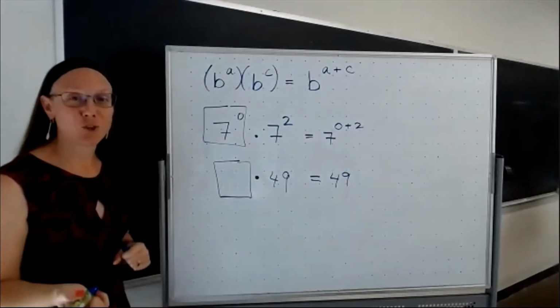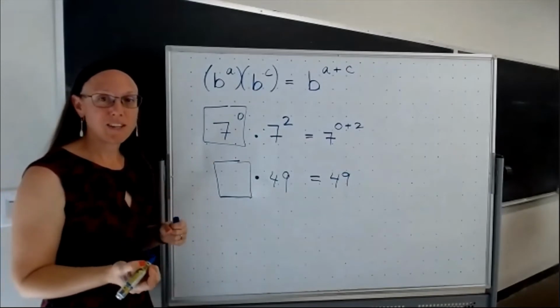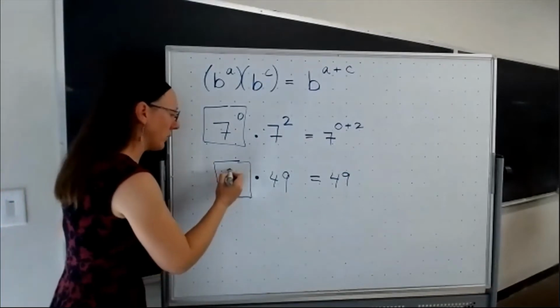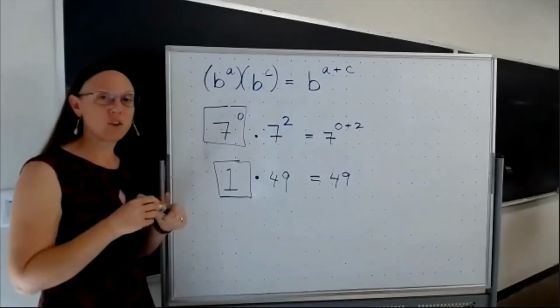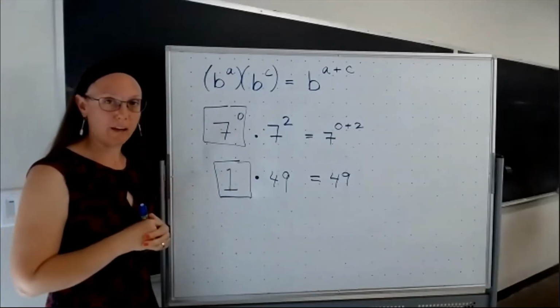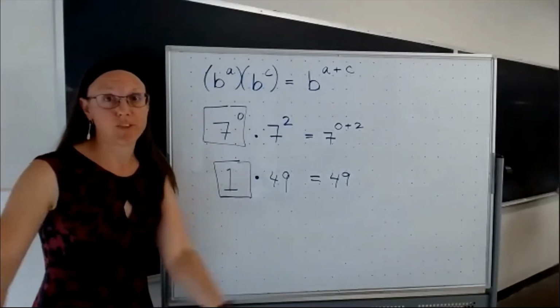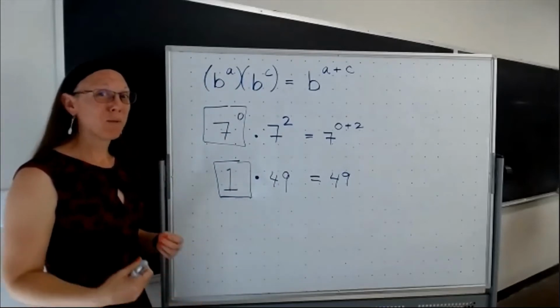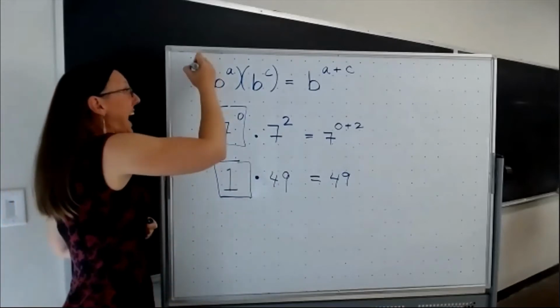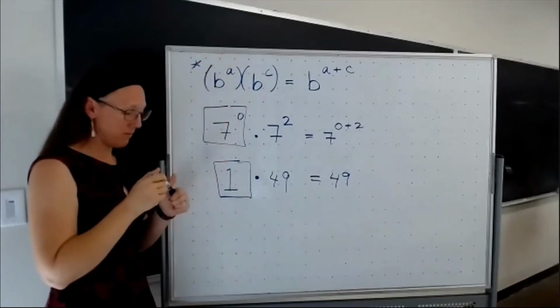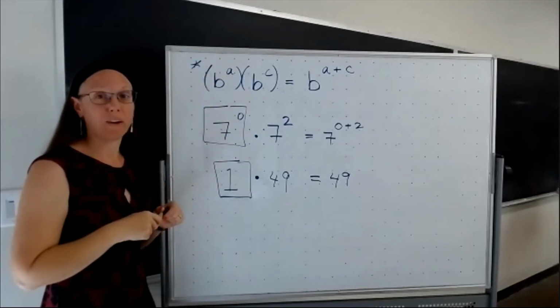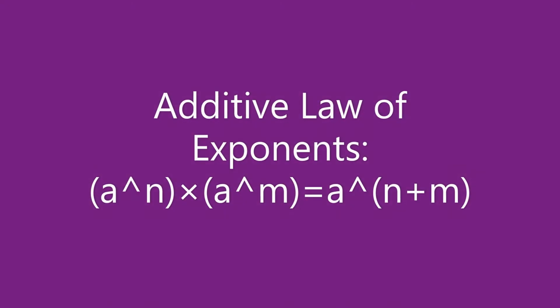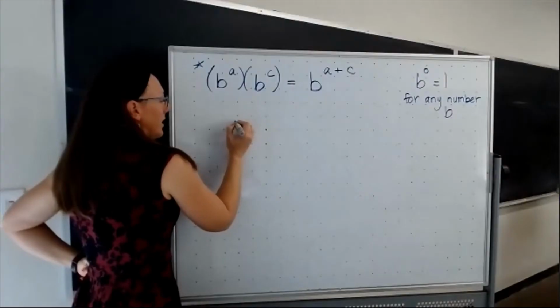So we don't have a choice. 7 raised to the 0 has to be equal to 1. Not because your high school math teacher told you that, not because your 7th grade math teacher told you that, but because mathematicians decided that the additive law of exponents was the one rule they were going to agree on.